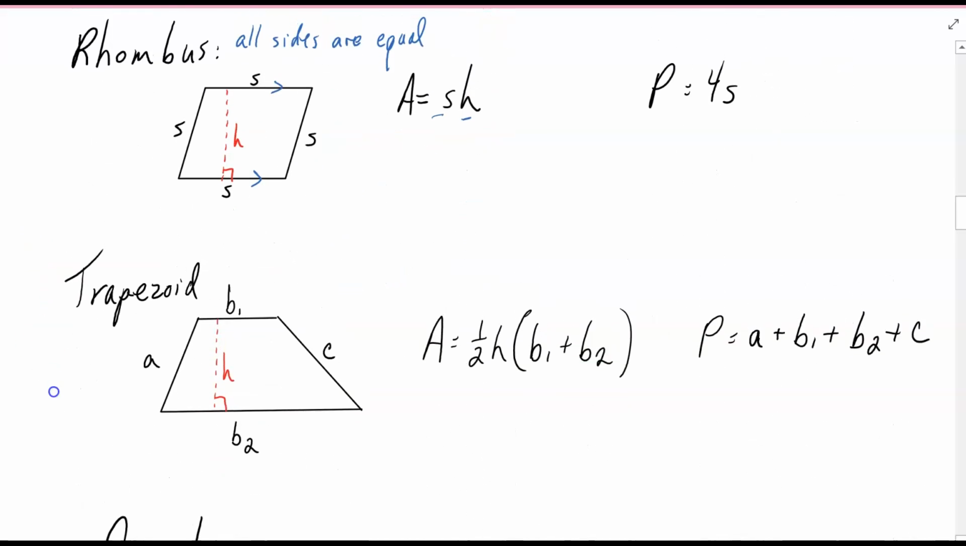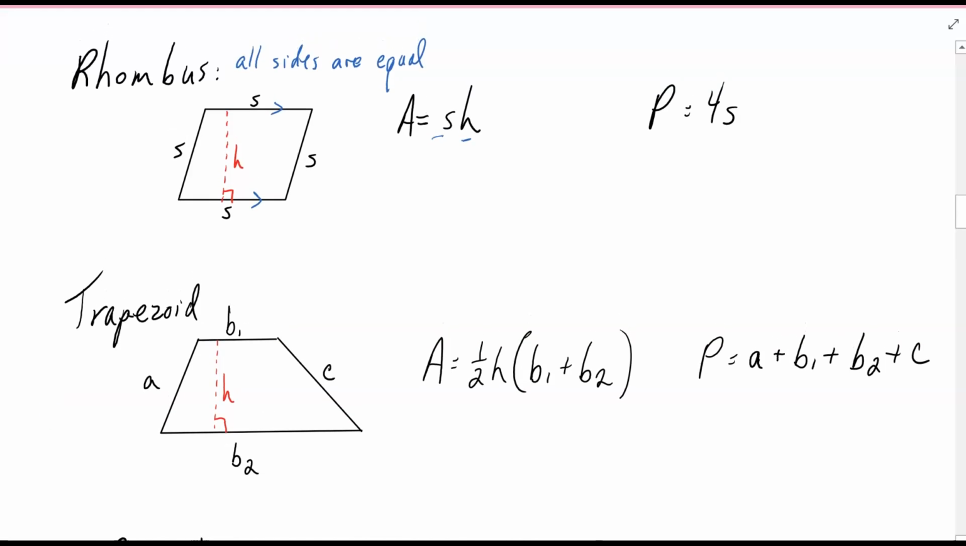One more quadrilateral to have a look at is called the trapezoid. A trapezoid has one set of parallel sides, and the other 2 sides are not parallel. The height is the same as it is in a parallelogram and a rhombus. It is the perpendicular distance between the 2 bases. And in a trapezoid, these will be different lengths, so they're B1 and B2.